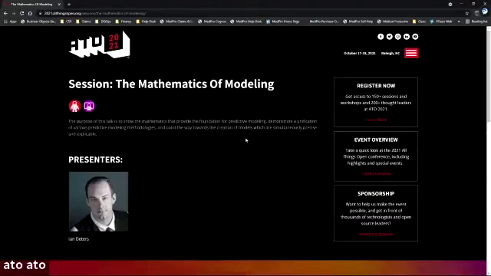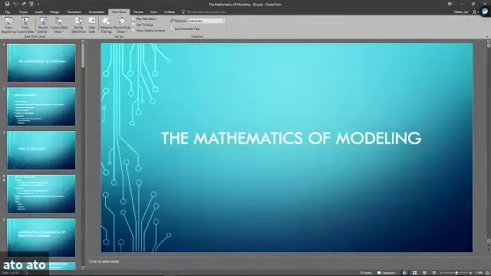So let's read the description. Purpose of this talk is to show the mathematics that provide the foundation for predictive modeling, demonstrate a unification of various predictive modeling methodologies, and point the way towards the creation of models which are simultaneously precise and explicable. I thought my razor was dull until I read that introduction. So let's get on with it.